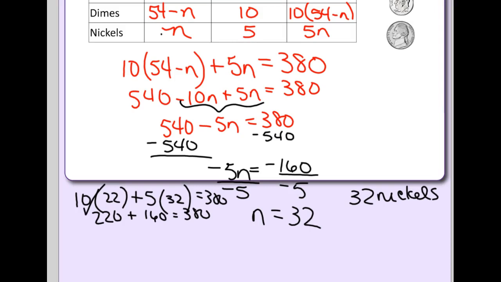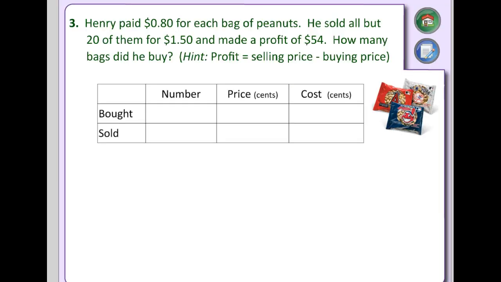Okay, so we've done a cost problem, we've done a value problem, and now we're going to look at a profit problem. Now remember, when we looked at the very first slide of our PowerPoint today, profit problems are the ones that are just a little bit different. Now it says Henry paid 80 cents for each bag of peanuts. He sold all but 20 of them for $1.50, and he made a profit of $54. As soon as I read that word profit, I circle it, because that helps me know this is a profit problem, and I'm going to have to do it a little bit differently.